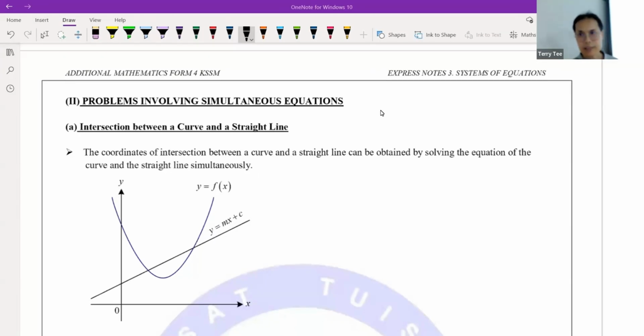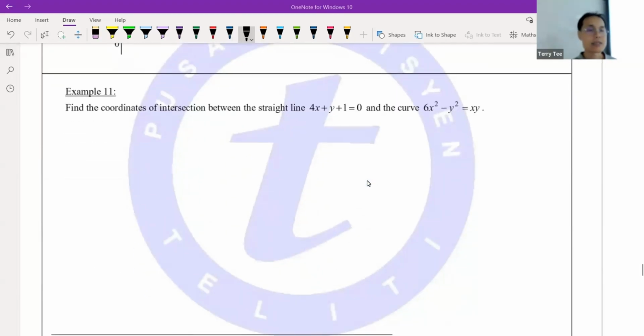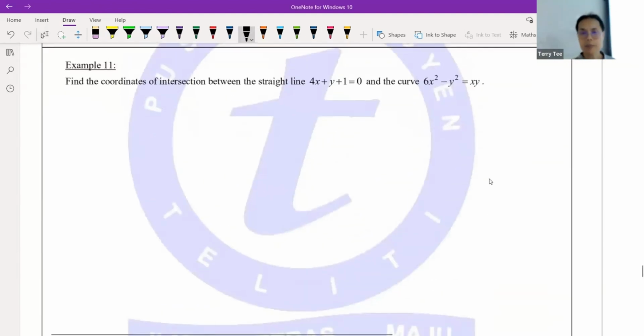Okay, let's say you have a straight line and a curve, not necessarily a quadratic. You can have other types of non-linear functions. So normally what we do is we take the linear one, the straight line, we sub inside the non-linear, right? So here your straight line is given as 4x plus y plus 1 equals 0. So let's make y as a subject, right? I throw everything to the right. My y is now minus 4x minus 1. This is my equation 1.